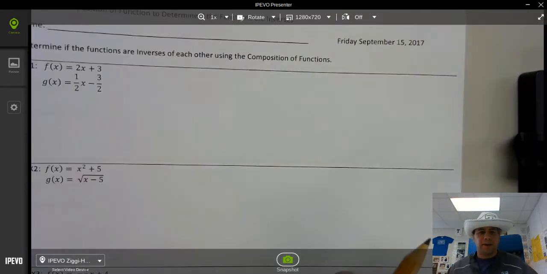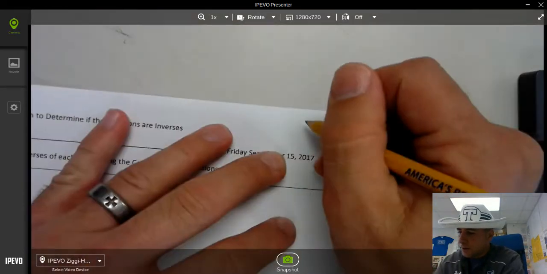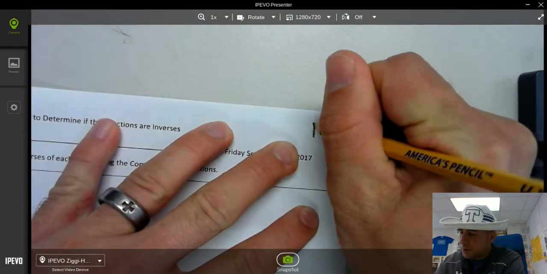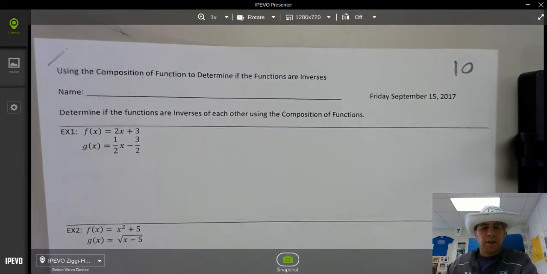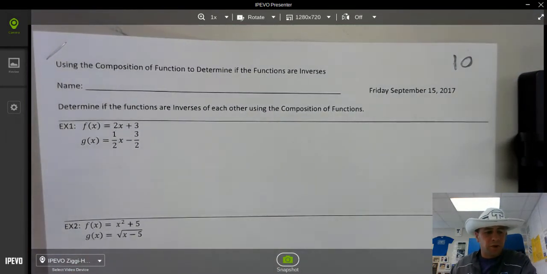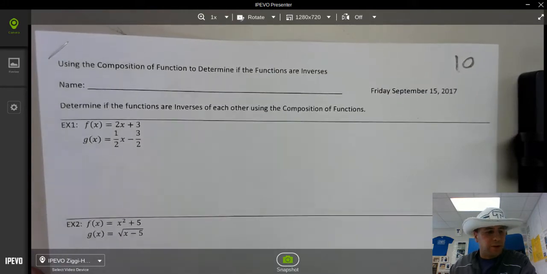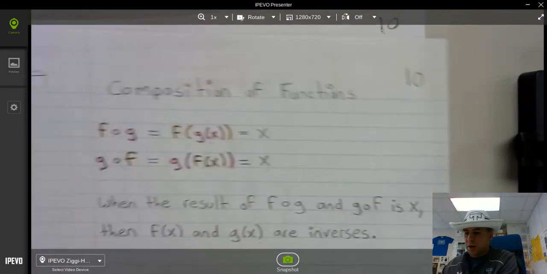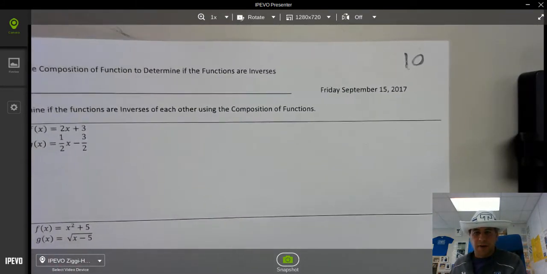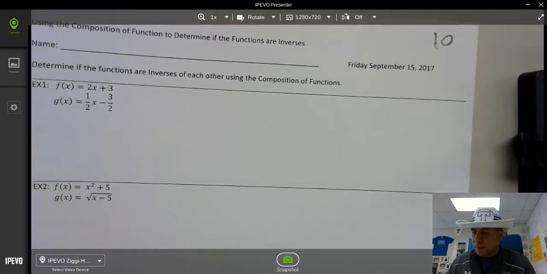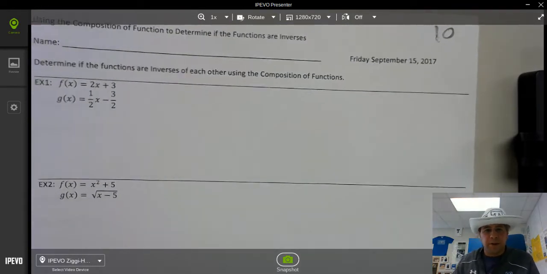Let's take a look at the examples. The examples are on page 10. Let me remind you, because I've seen this a lot, that in your journal I only want the example page and the note page. It should go in this order: notes, and then examples. Let's take a look at some of the examples.